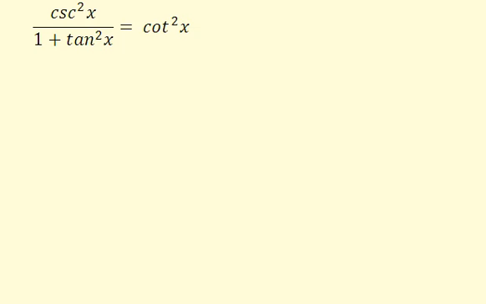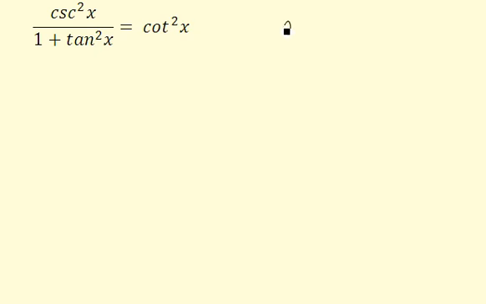We're again asked to find or verify the following identity: cosecant squared of x all over 1 plus tangent squared of x is equal to cotangent squared of x. We will recognize our Pythagorean identity that 1 plus tangent squared of x is equal to secant squared.